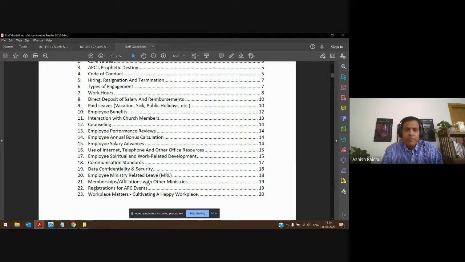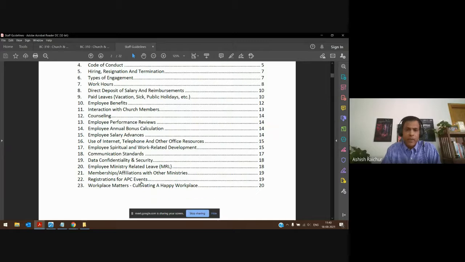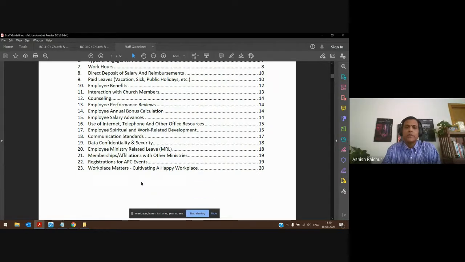Another area where we had to come up with a policy was this: I'm part of APC, I'm serving here, but maybe some were also involved with another ministry, or maybe they were involved with another ministry before they even came to APC. How do we manage that? That person is a staff member working here at APC, but they may also be working for some other Christian ministry, either as a volunteer or doing something to help them. So we needed some clarity on that. These are scenarios we went through, and therefore we came up with certain policies to manage those kinds of situations.